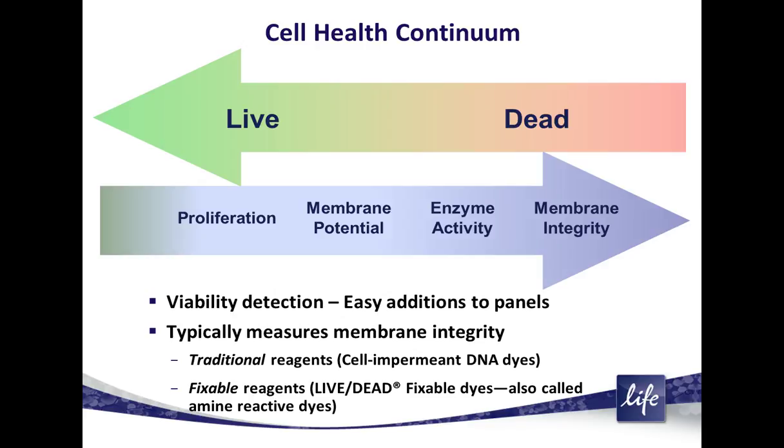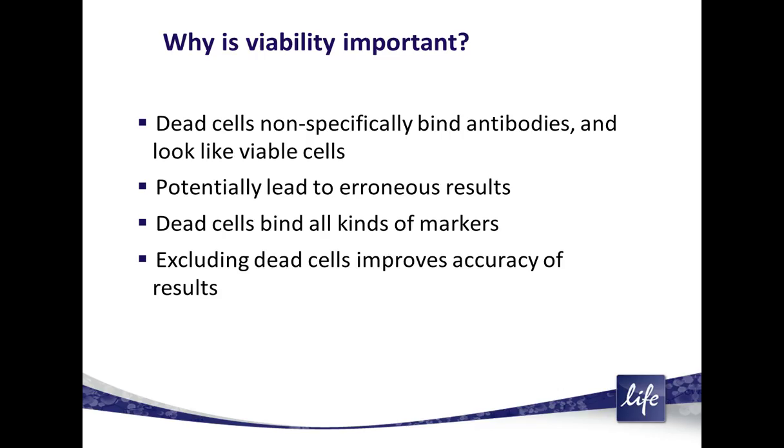So why is vitality and viability important? Dead cells nonspecifically bind antibodies and look like viable cells. This can potentially lead to erroneous results. Dead cells bind all kinds of markers, and excluding dead cells improves the accuracy of the results.